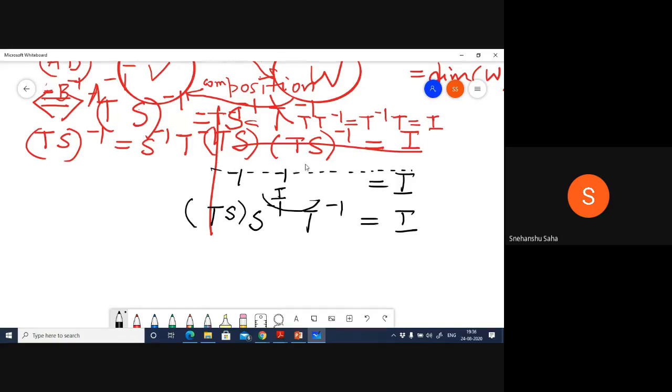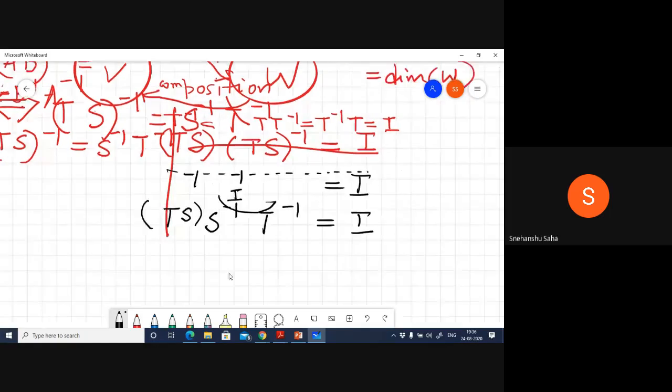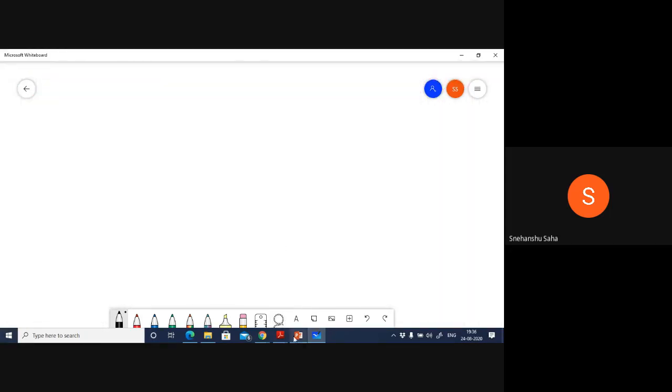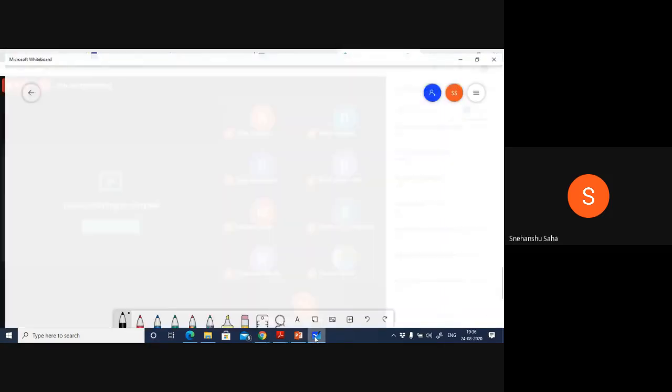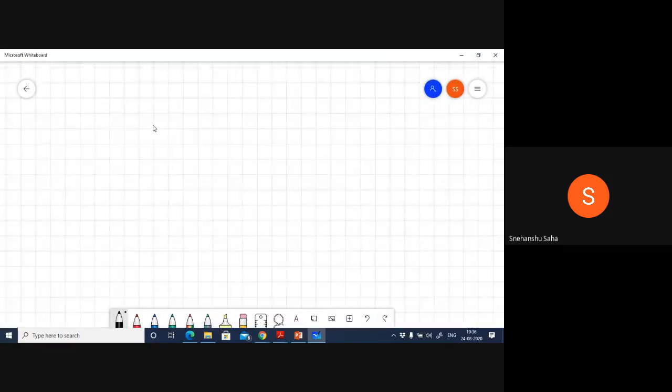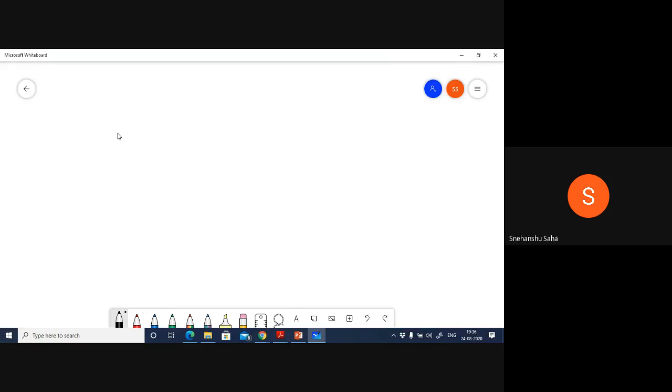If you cancel from the left, what are you going to get? You are going to get this: TS inverse is equal to S inverse T inverse. This is an important property of inverses of matrices. Clear? This is actually our first proof in the class. We haven't proved anything before.